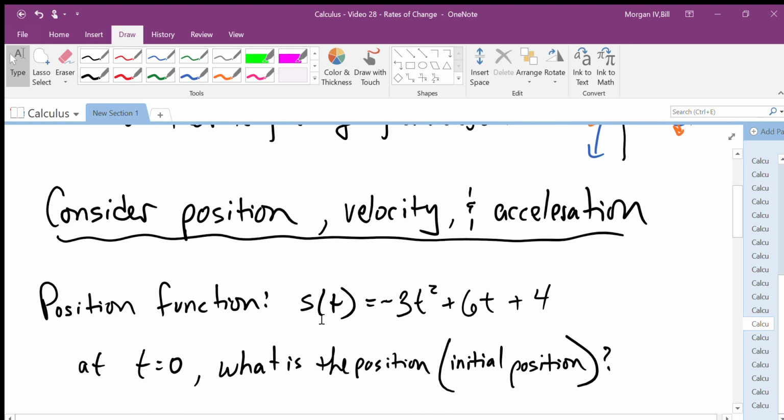The question is, at time t equals 0, so t here represents time, what is the initial position? What is the position at time t equals 0? We can refer to that as the initial position. So let's think about that ball idea.